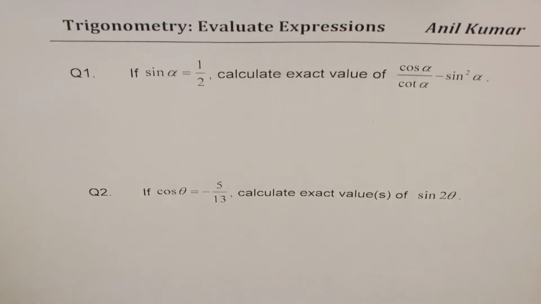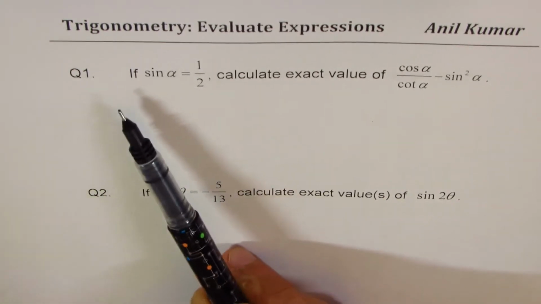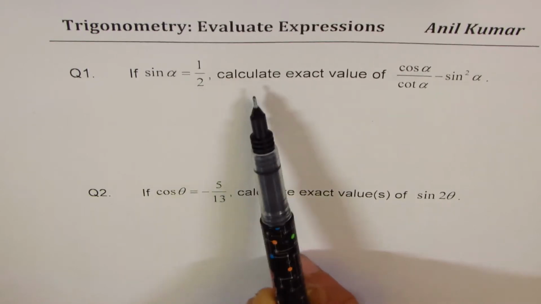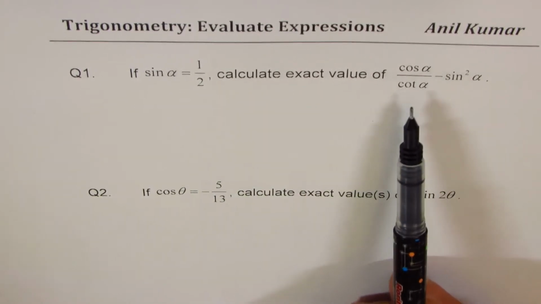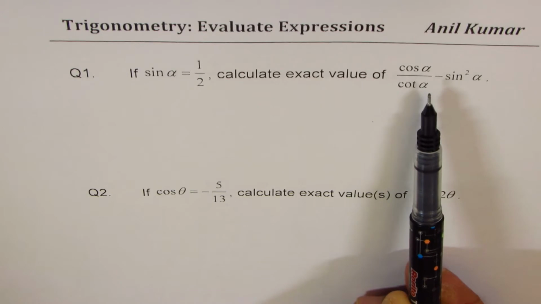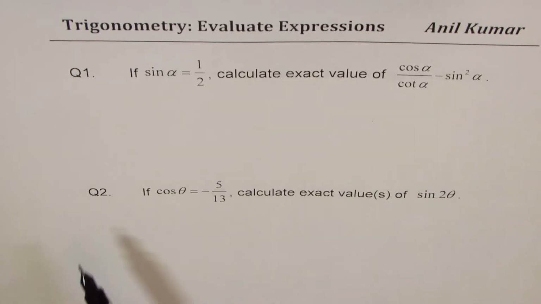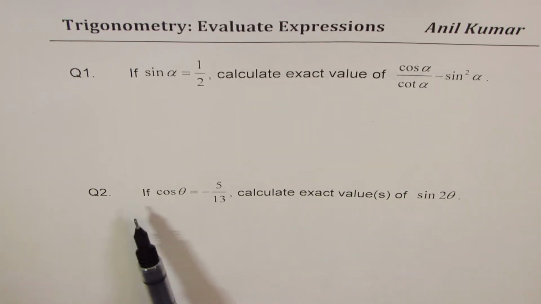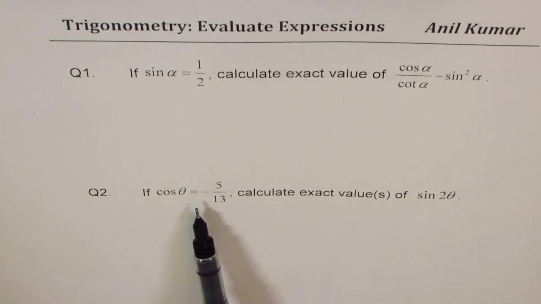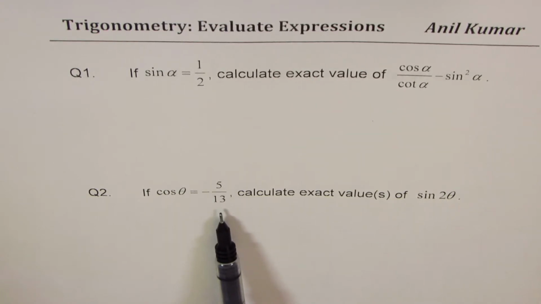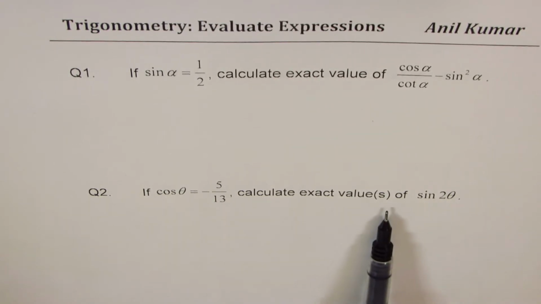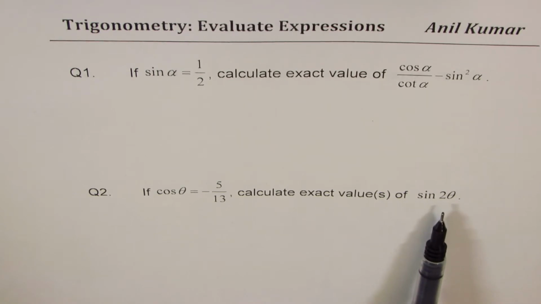We have two questions here. Question number 1. If sin alpha equals a half, calculate the exact value of cos alpha divided by cot alpha minus sin square alpha. Question number 2 is, if cos theta equals minus 5 over 13, calculate exact values of sin 2 theta. You can always pause the video, answer the question, and then look into my suggestions.